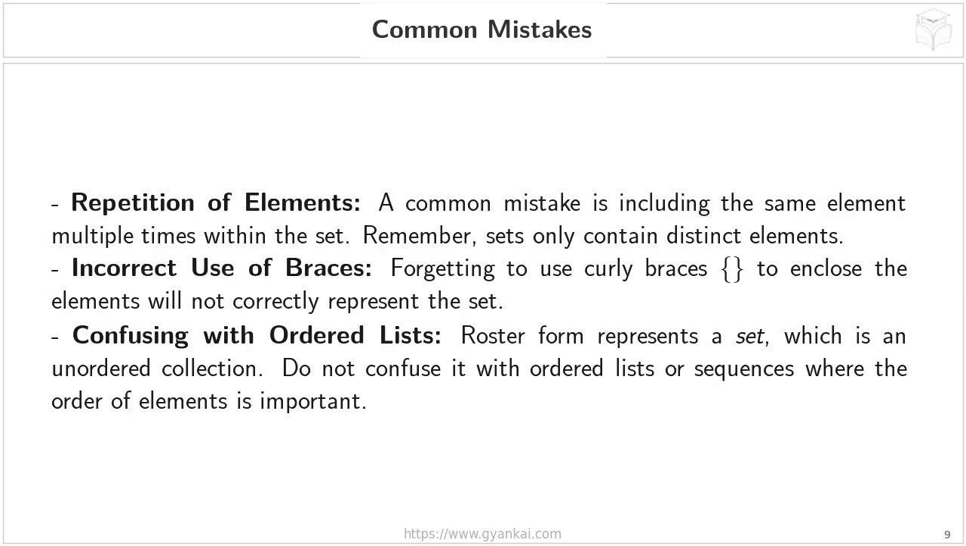This is a more conceptual mistake. Roster form represents a set, and a key characteristic of a set is that the order of its elements doesn't matter. We saw earlier that 1, 2, 3 is the same set as 3, 1, 2. However, don't confuse this with things like ordered lists or sequences. In those cases, the order is crucial. Think about a code or a password. 123 is different from 321. Sets aren't concerned with order, but ordered lists definitely are.